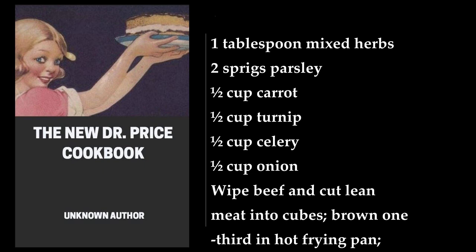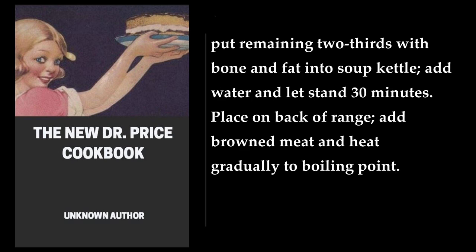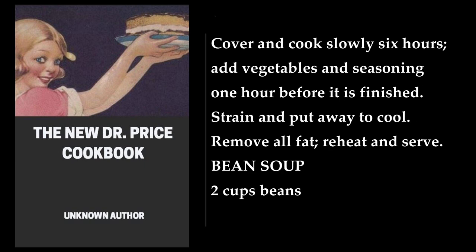Wipe beef and cut lean meat into cubes, brown 1/3 in hot frying pan. Put remaining 2/3 with bone and fat into soup kettle, add water and let stand 30 minutes. Place on back of range, add browned meat and heat gradually to boiling point. Cover and cook slowly 6 hours. Add vegetables and seasoning 1 hour before it is finished. Strain and put away to cool. Remove all fat, reheat and serve.